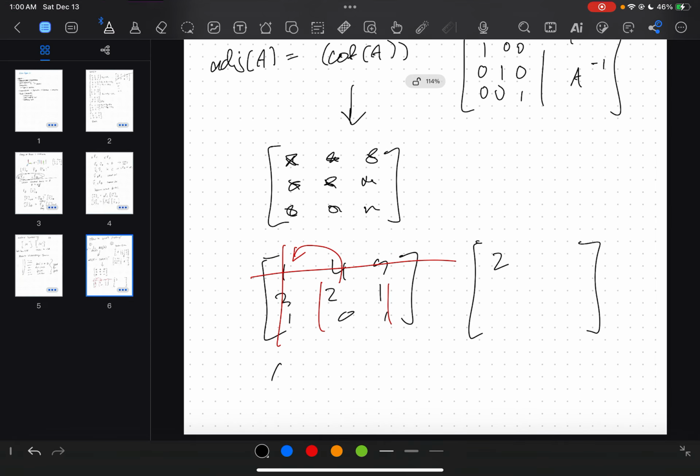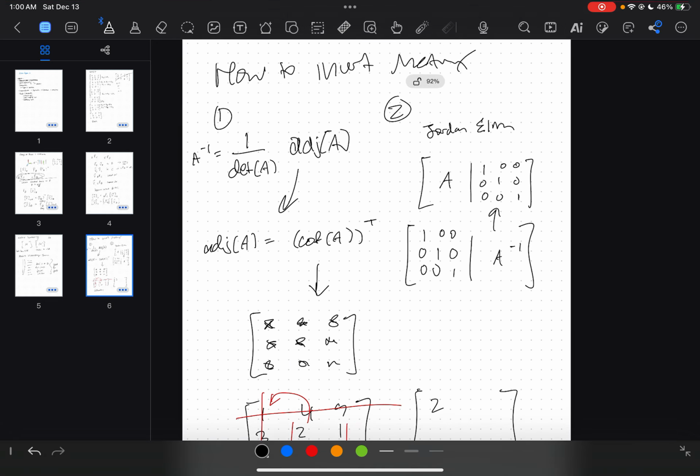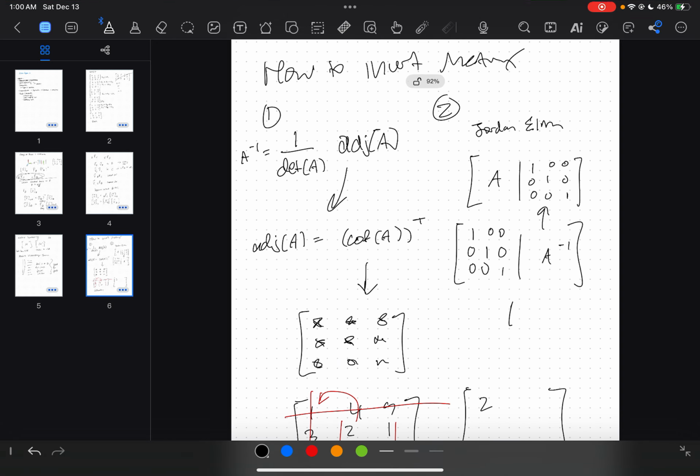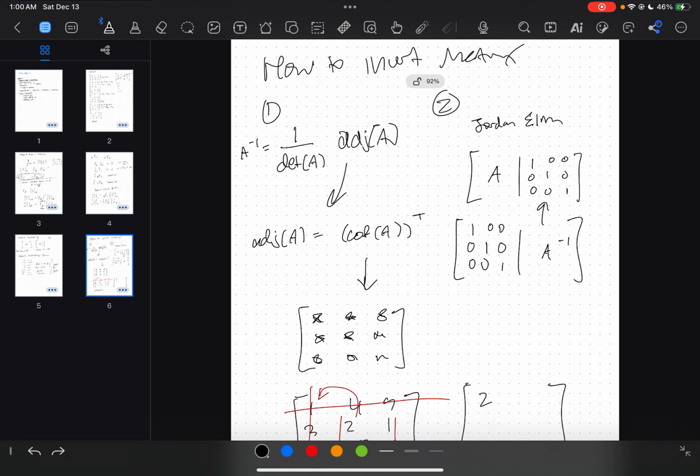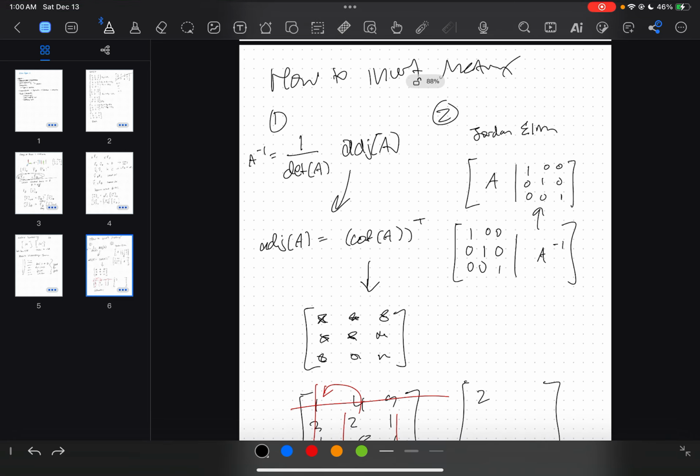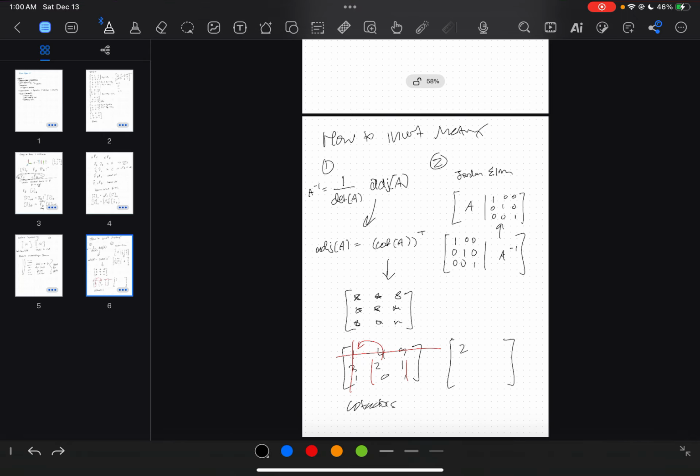You should learn more about cofactors. I will later. And this one is the faster and standard method of doing inverses. Sometimes this one's faster for small 3 times 3 and below, but Jordan elimination is by far the better version.